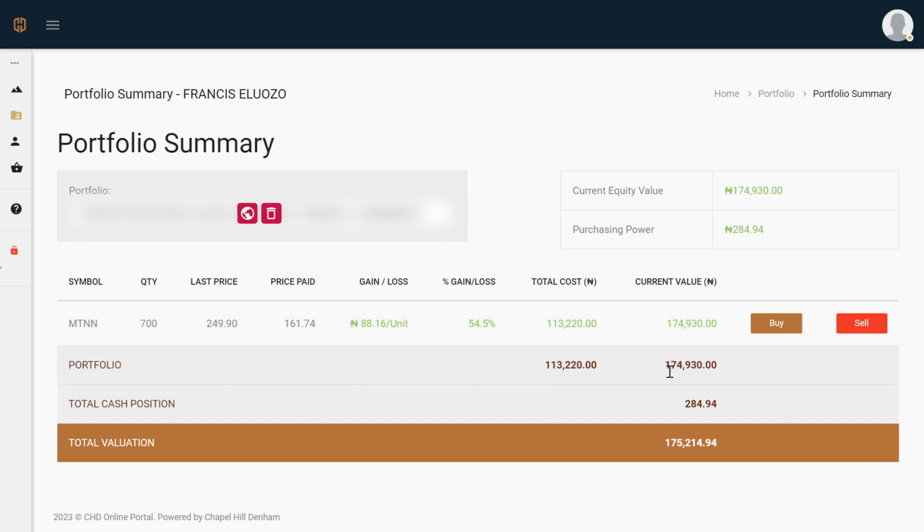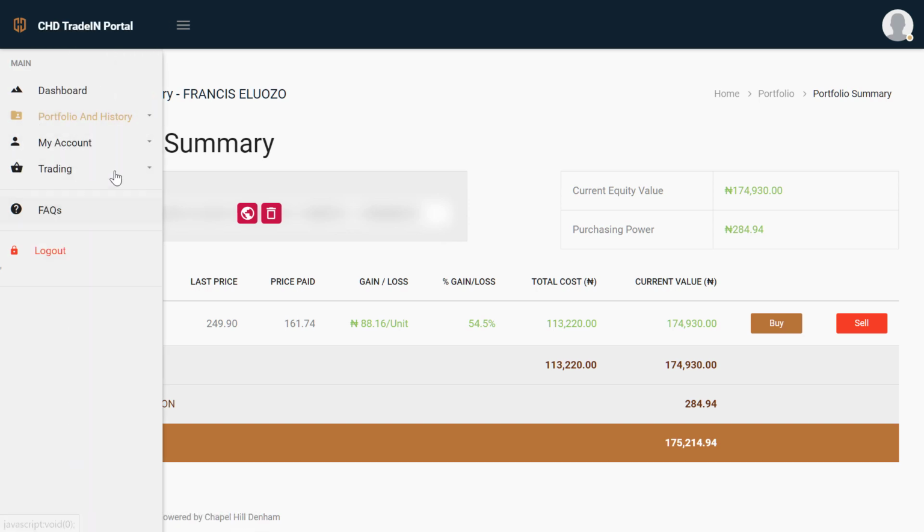So that's about a 60,000 naira profit, if my math is correct. I can either buy more or sell. So just to show you, because a lot of people have been complaining that they don't know how to withdraw their money. If you're using Chapel Hill, of course, this would be great for you. But even if you're not using Chapel Hill, the process will be the same.